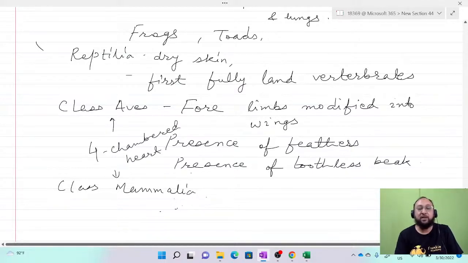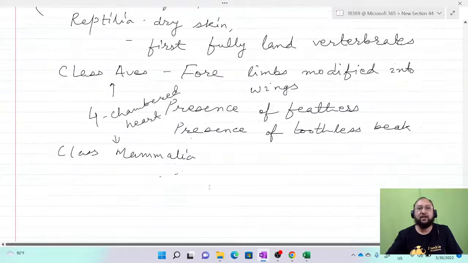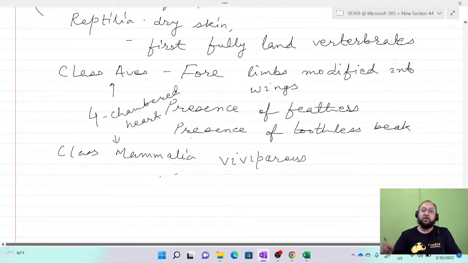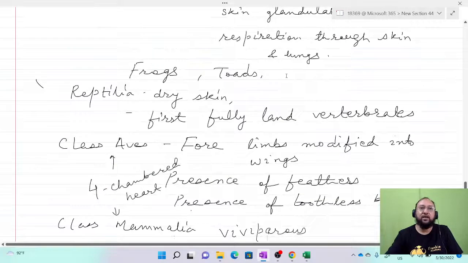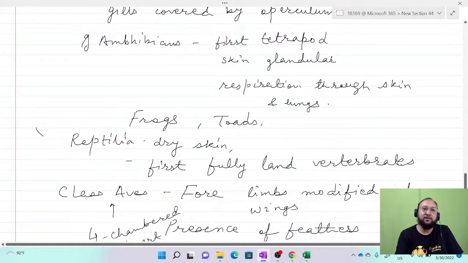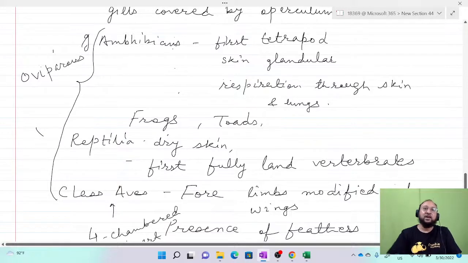Class Mammalia, they are actually viviparous. The important feature to be noted down is that they are viviparous. They give birth to young ones. They do not lay eggs. In case of Aves, they are oviparous. So amphibians, up to Aves, they are oviparous, that means they lay eggs. Class Amphibia, Reptilia, and class Aves lay eggs.